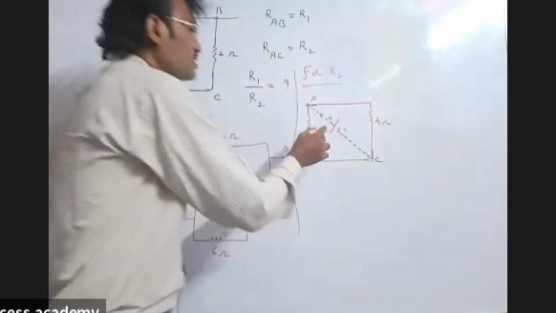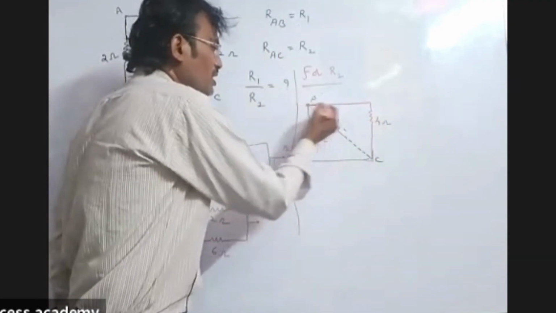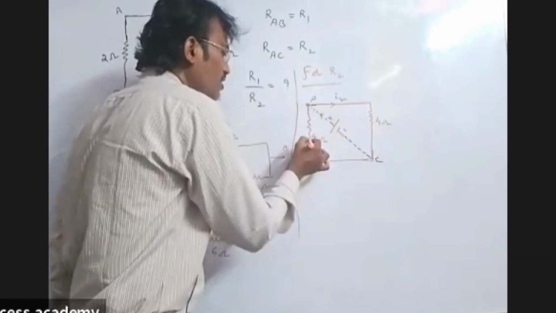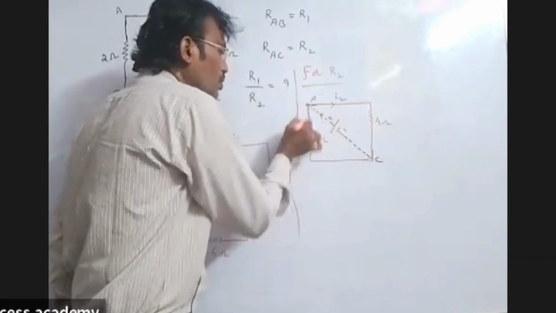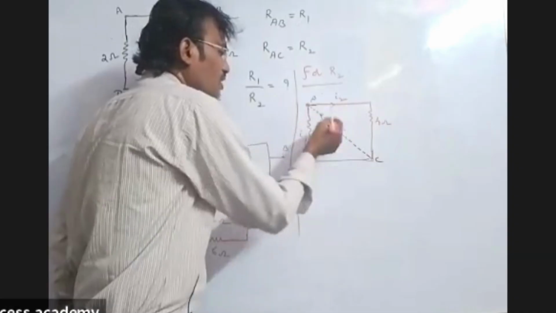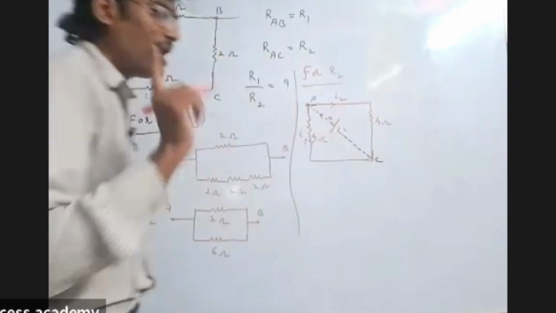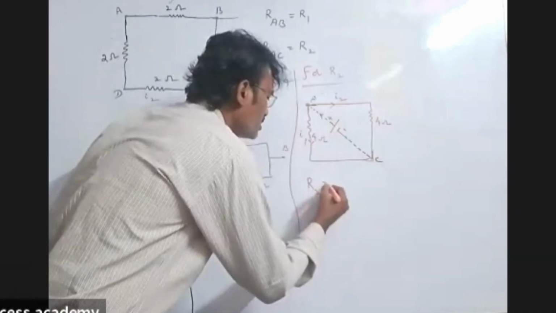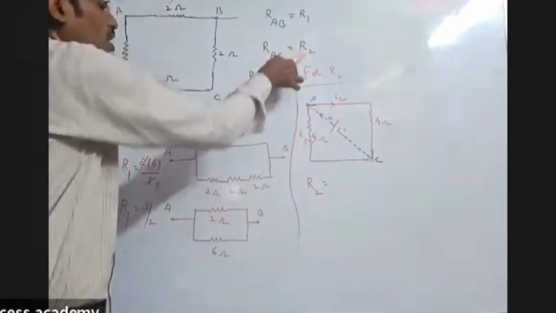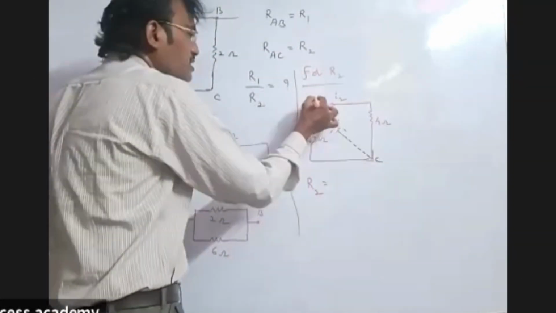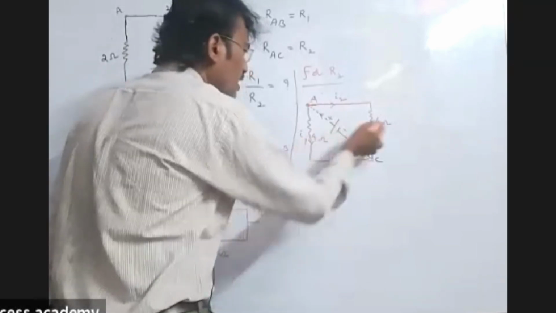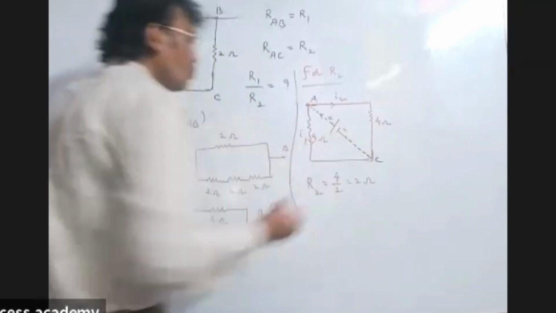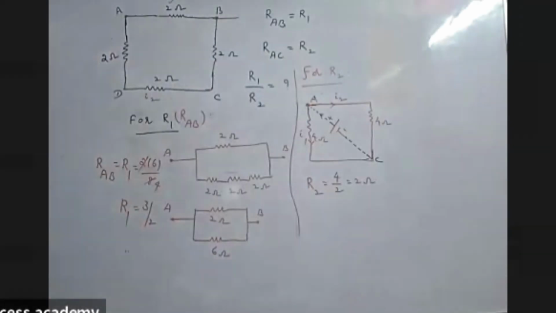Now, with respect to this, the I2 current is moving in this direction, and the I1 current is moving in this direction. Two different currents. That's why these two resistors are in parallel. Once these two are in parallel, that is R2, the resistance between A and C, RAC. These are identical resistors, so it is 4 by 2, which is equal to 2 ohm.